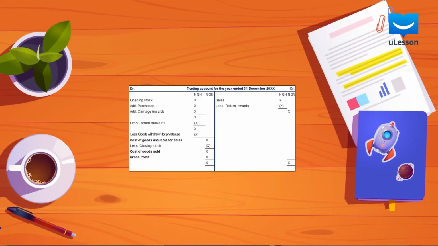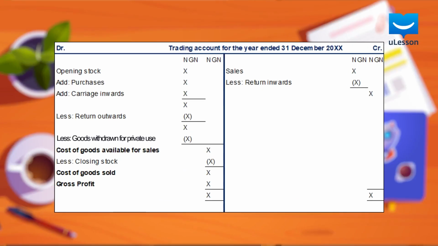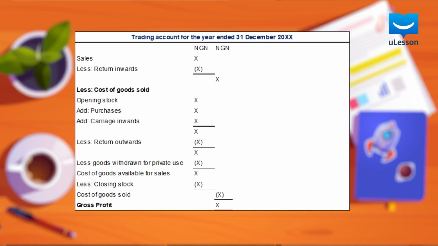The trading account may be prepared in two formats, the most common one being the T account method and the other method called the vertical account method. You can choose whichever method suits you as long as the principles are being adhered to. So what do we record on the face of the trading account? We've said earlier that the purpose of the trading account is to ascertain the gross profit or gross loss that a business has made over a period.